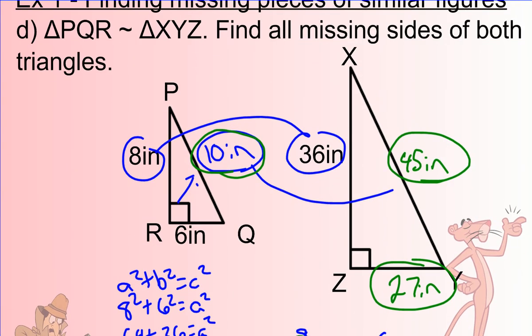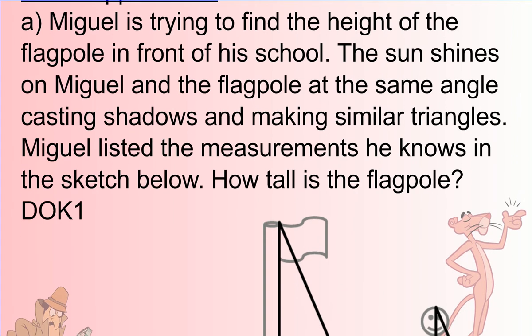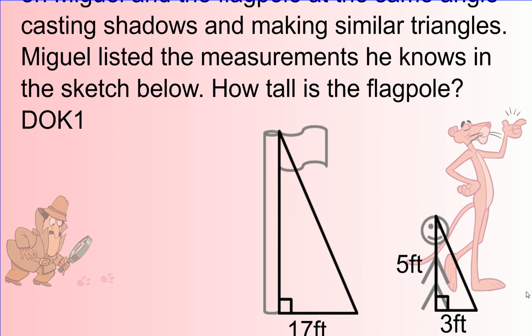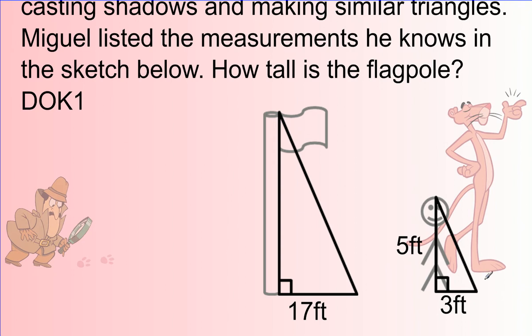Remember how I said those Pythagorean theorems are not going away? They'll be around the whole year? Well, still true. Here we go. Some applications now. This problem says Miguel is trying to find the height of a flagpole in front of the school. The sun shines on Miguel and the flagpole at the same angle, casting shadows and making similar triangles. Miguel listed the measurements he knows in the sketch below. How tall is the flagpole?